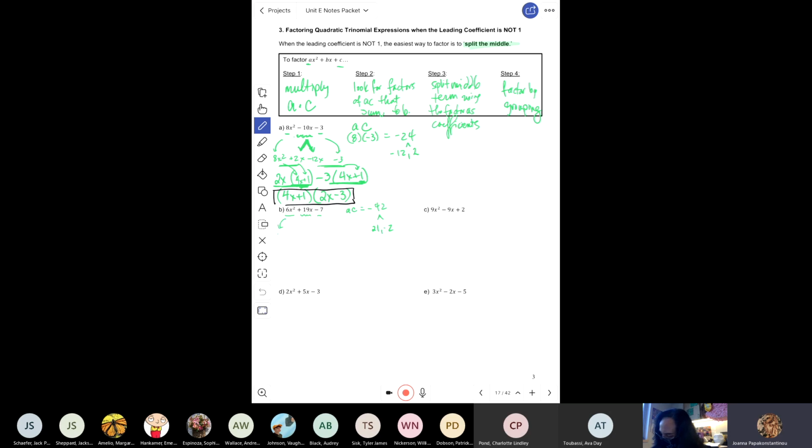So I bring down the first term. On the last term with the sign, don't forget, and now I'm splitting that. And again, it doesn't matter which one you write first. And then I factor by grouping. Greatest common factor for the first two terms.